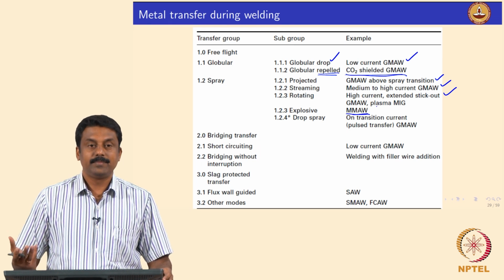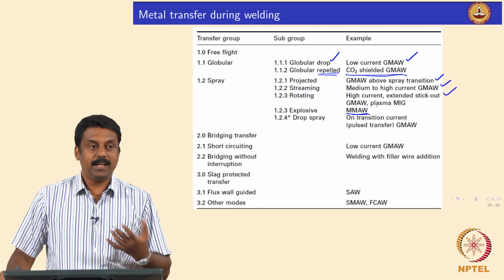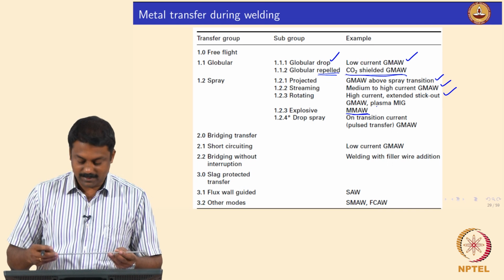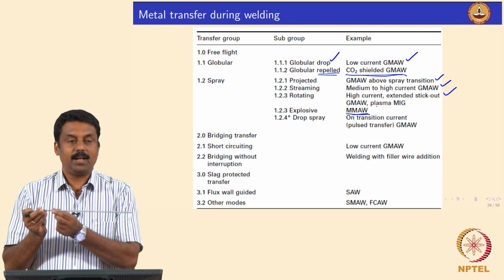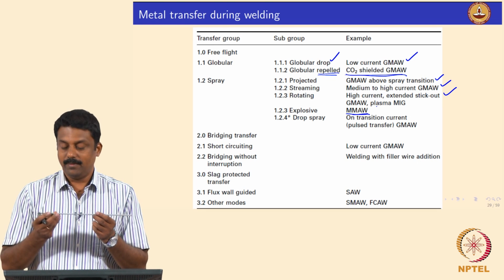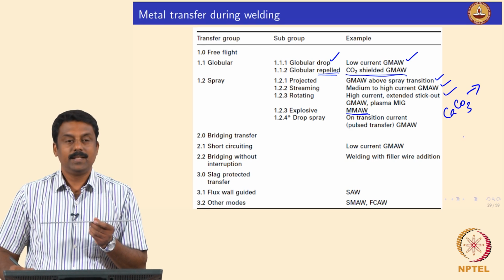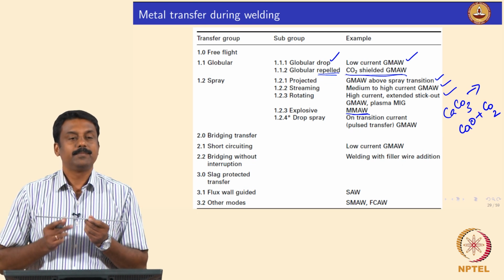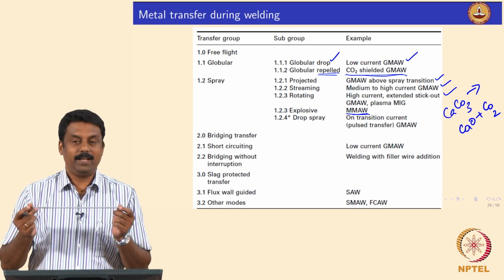What is self shielding? You do not give any extra shielding gas. The shielding gas is generated by the electrode itself. For example, we will go to the next slides. This is an MMAW, manual metal arc welding electrode, and you have flux on top of it. This burns and generates carbon dioxide. When calcium carbonate burns, it decomposes, so we generate shielding gas by burning the flux.